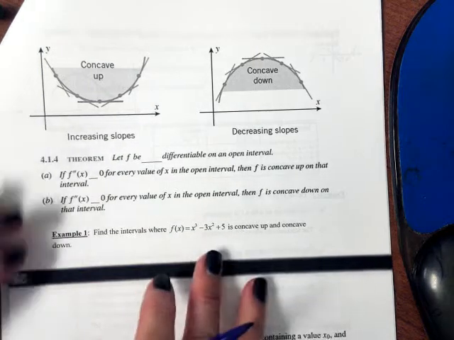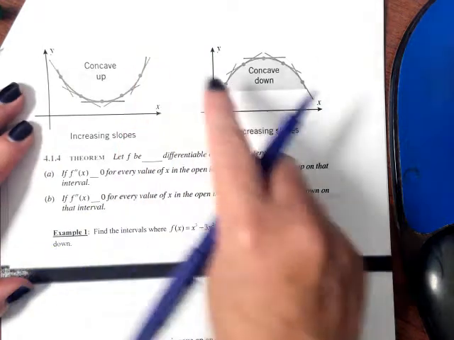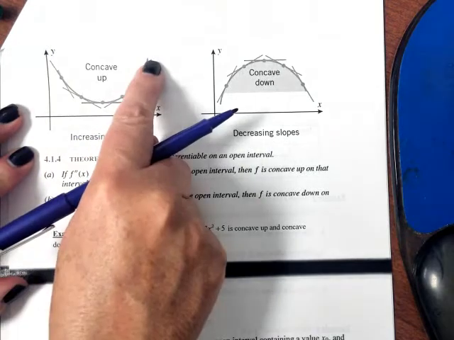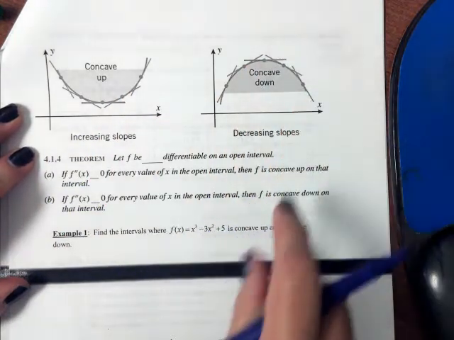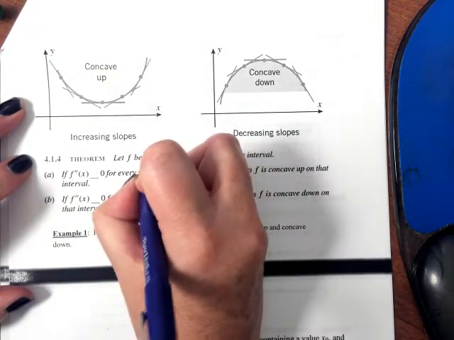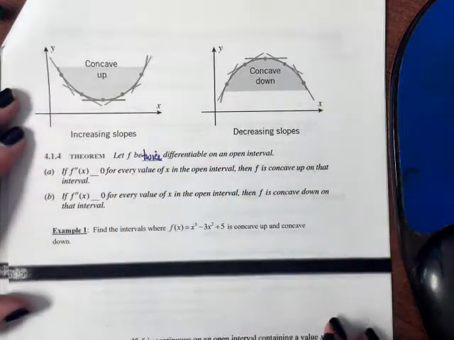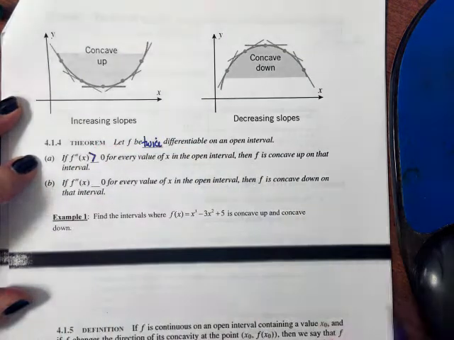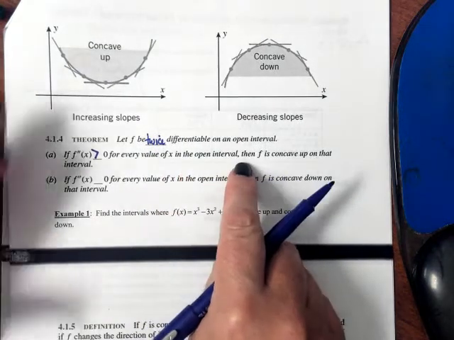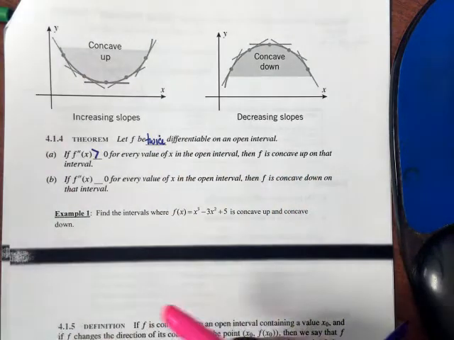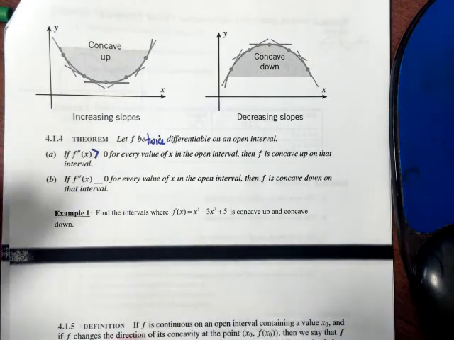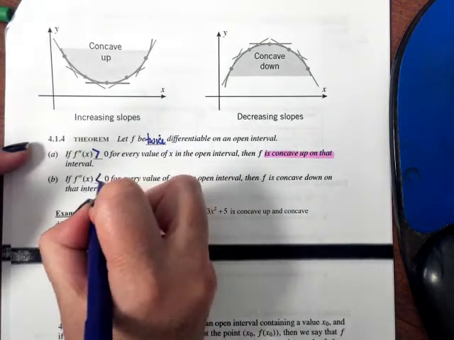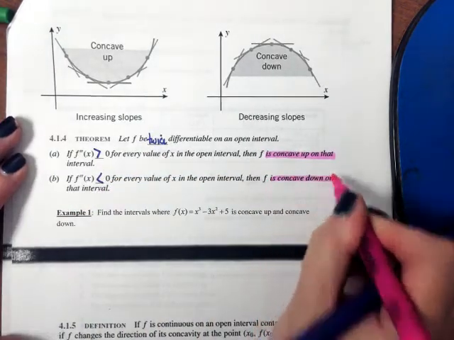So again, when you're concave up, this is what your graph looks like, concave down. So this is an example where your slopes are increasing. This is an example where your slopes are decreasing for their tangent line. So this is where we look at the second derivative of a particular function. If the second derivative is greater than 0 for every value of x in the open interval, then f is concave up. So remember, the first derivative we use to check for increasing and decreasing. The second derivative we check for concavity. If f double prime of x is less than 0, then it is going to be concave down in that particular interval.